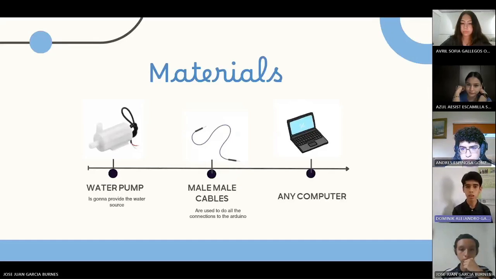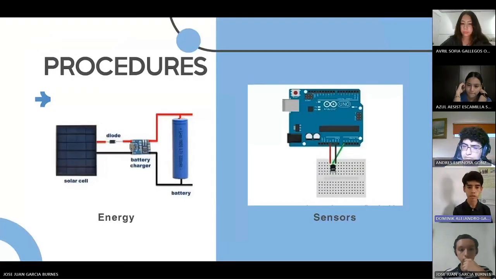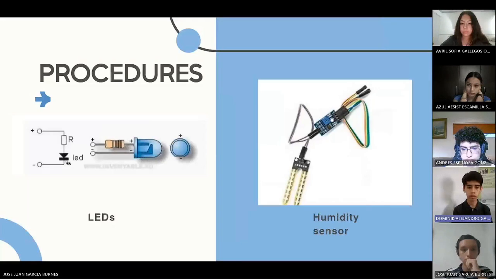And well, then we have the procedure. Well, no, first we have the materials, which are represented in a chart. So we can see the real total, which is 762. Then we have the procedure, which is also represented with some images. We have the solar cell. This is all connected, so we can see the circuit, and we use these wires for connecting the Arduino. In this case, we're using this Arduino, and this is an example of a sensor.